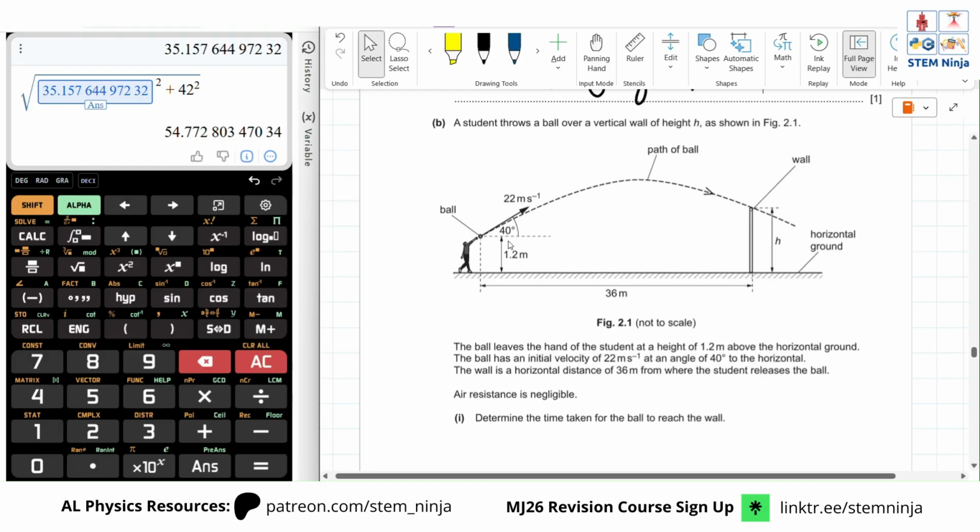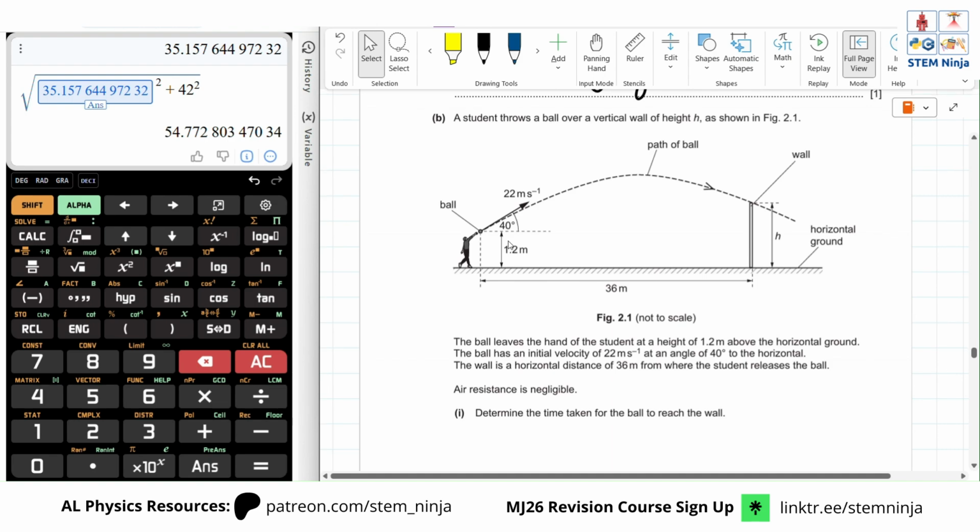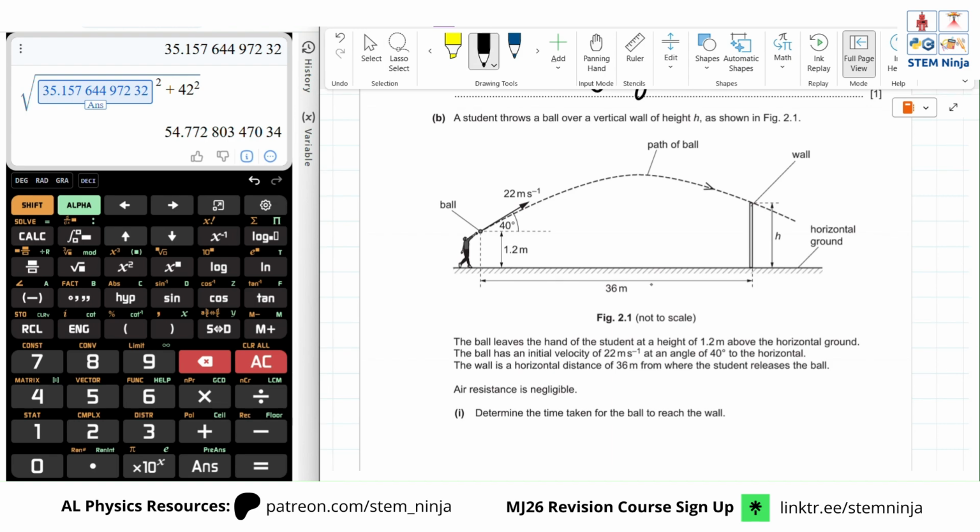A student throws a ball over a vertical wall of height h as shown. The ball leaves the hand of the student at a height of 1.2 meters above the ground, so it's already 1.2 meters above. The ball has an initial velocity of 22 meters per second at an angle of 40 degrees to the horizontal. The wall is a horizontal distance of 36 meters from where the student releases the ball. Determine the time taken for the ball to reach the wall.